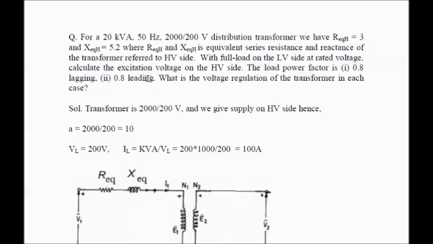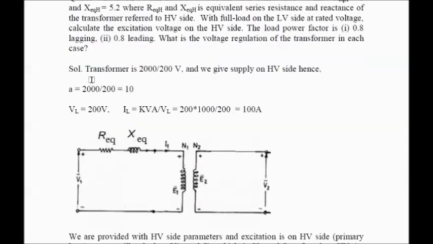So we have to find this excitation voltage for two different cases. In the first case, the load power factor is 0.8 lagging, and in the second case, the load power factor is 0.8 leading, and we have to find the voltage regulation of the transformer in each case also.